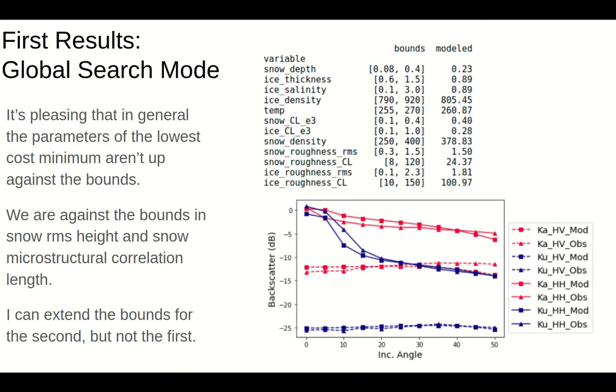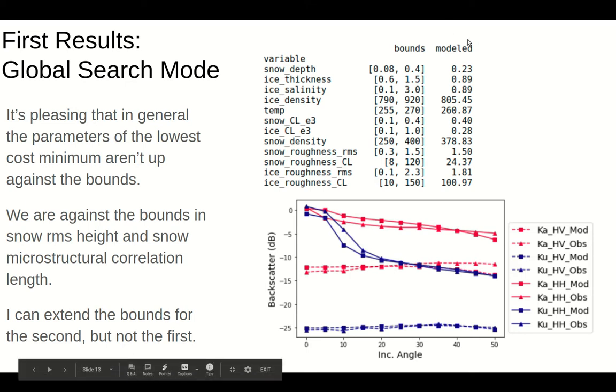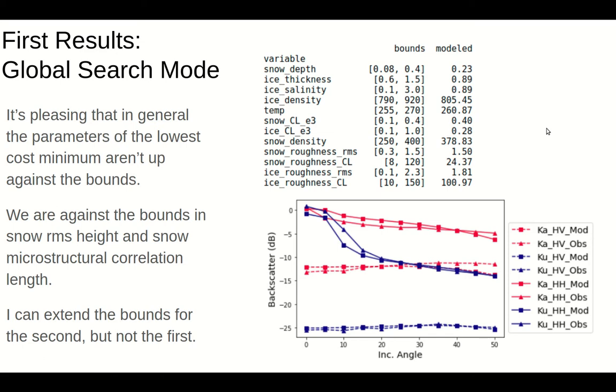This is how the best fit looks when you plot it against the observations. It's pretty good. You can see at the top of the figure how all the values correspond to the bounds, and pleasingly they're generally in the middle of the bounds. They're not stuffed up against them, so that indicates that they're not artifacts of the bounds. They correspond to a real minimum in the surface, and therefore a real best fit of the geophysical parameters to the observations. So I use this as the starting point for the local search phase.